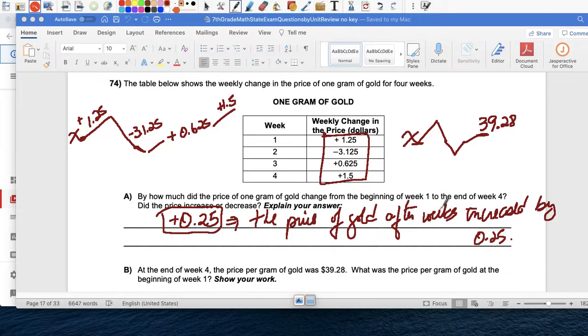Okay, what was the price of gold here at the beginning? Right, all this change is simply it went up by 25 cents, right? So it ended up 39.28. So that's just 25 cents higher than it began 4 weeks ago. So all you have to do is 39.28 minus 0.25, and you get 39.03. So that was the beginning price here. We'll change that here. So 39.03. All right. So after 4 weeks, all that up and down just literally means that it went up by 25 cents.